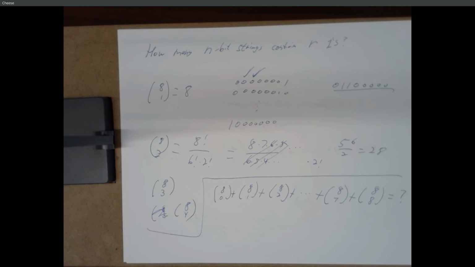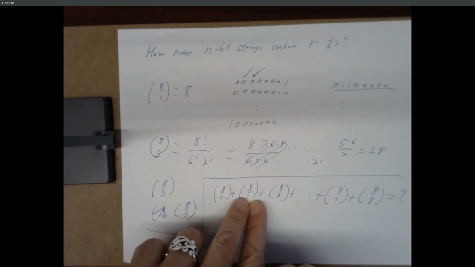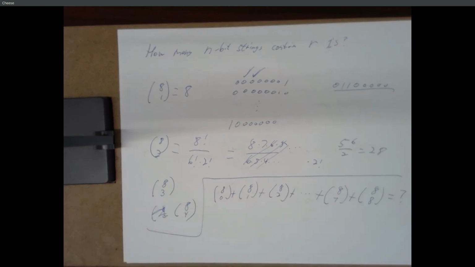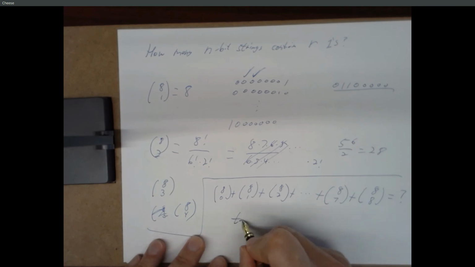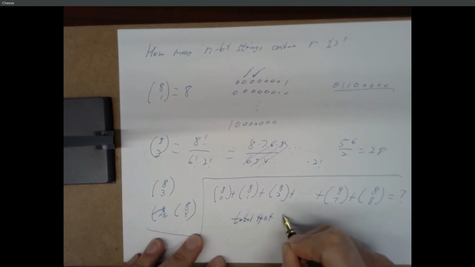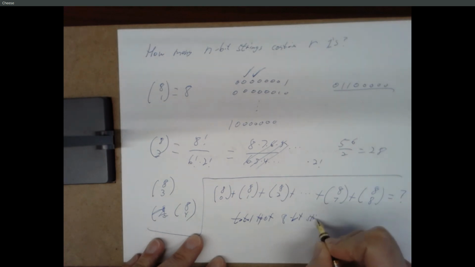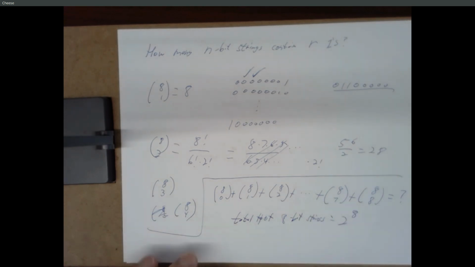Forget the math. Think about it logically. It's going to be all 8-bit strings, right? Because any 8-bit string either contains 0 ones, 1 one, 2 ones, 7 ones, or 8 ones, right? So the number of strings with 0 ones plus the number with 1 one plus the number with 2 ones and so on equals the total number of 8-bit strings, which is 2 to the 8th.